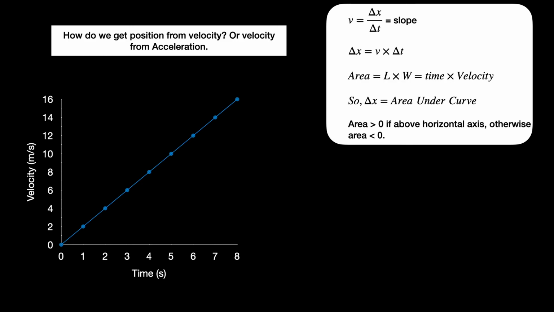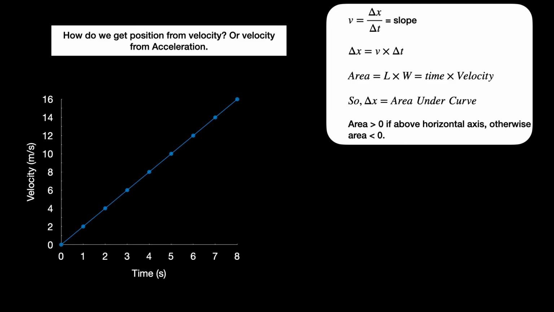So if we recall, velocity is equal to the slope of the position versus time graph. Velocity is change in displacement over time, which is slope. If we rearrange that equation, we get delta x is equal to velocity times delta t. And this sort of looks like an area, right? Area is a length times a width. And in this case, our width is delta t, right? It's the horizontal axis, and our height or our length is the velocity.